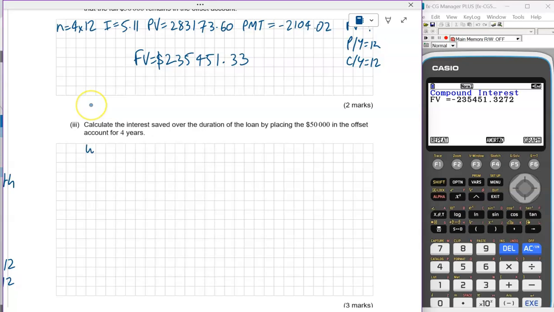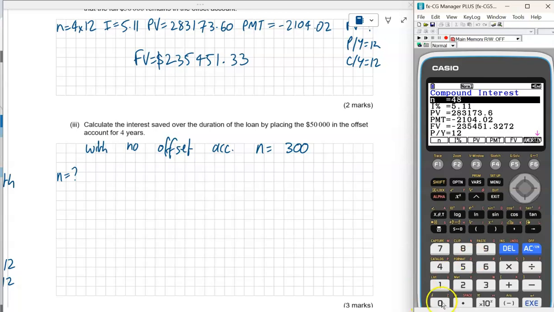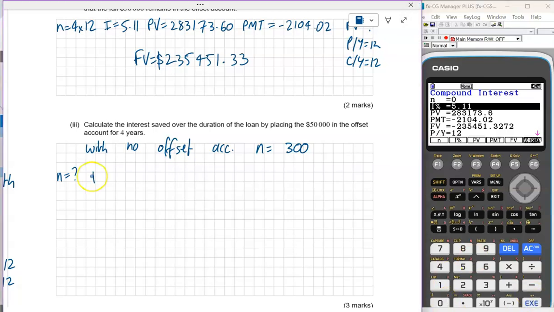Okay, remember, with no offset account, she was paying it off over 25 years. So with no offset account, N is equal to 300, or 25 times 12. So she's making 300 repayments of $2,104.02. Okay, how many months is she saving by using this offset account? So this is where we're going to work out N. N is now what we're trying to solve for. So let's head back in. Let's reset N. Interest rate, we're assuming, remains at 5.11%.